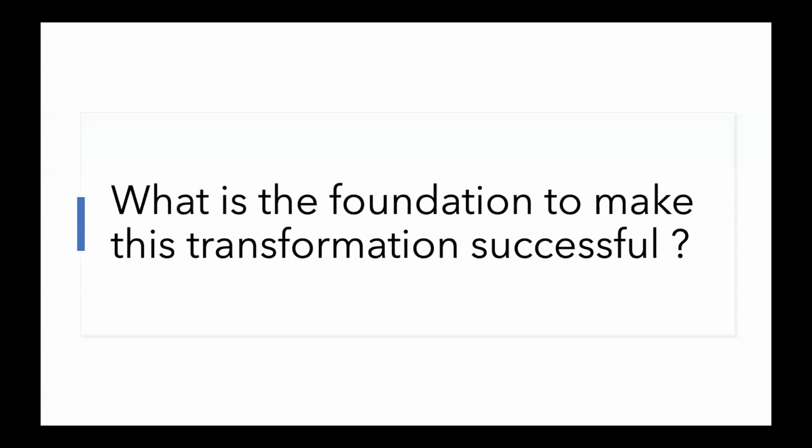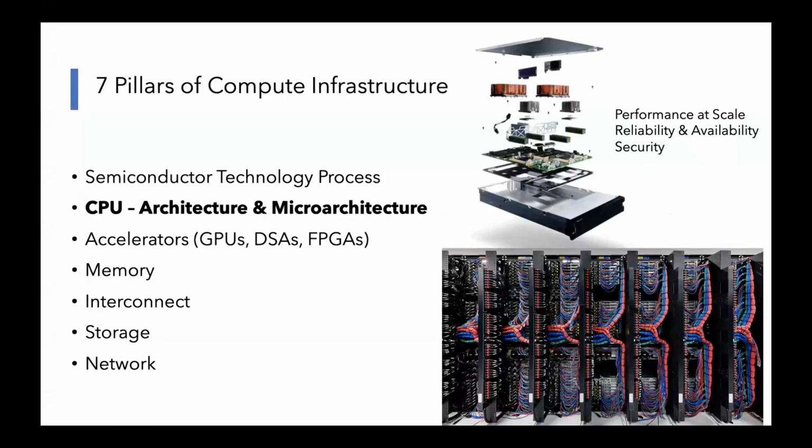So basically, if you look at the foundation to make this cloud transformation, to make this AI transformation successful, it is relying upon this underlying compute infrastructure. Okay, so that is basically driven by the semiconductor world, and it starts from the CPU architecture, microarchitecture. It includes a lot of accelerators like GPUs, domain-specific accelerators, and FPGAs is also getting a lot of traction. Memory plays a very critical role, and it is also going through a lot of innovations in the recent past.